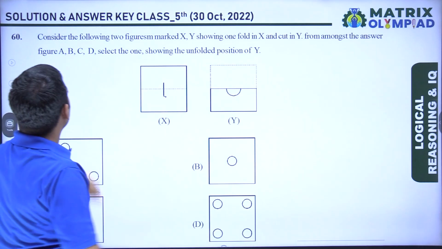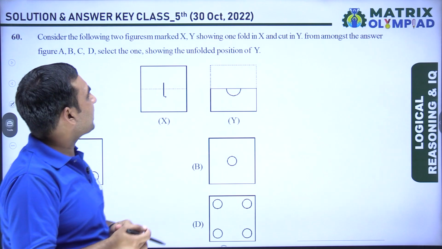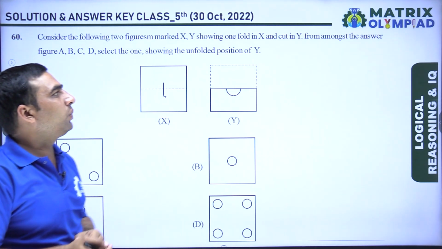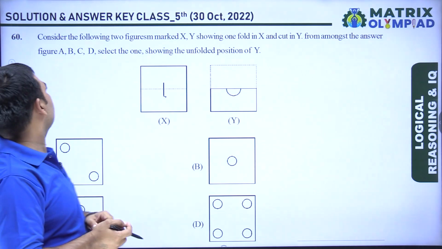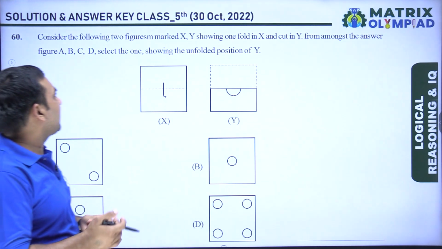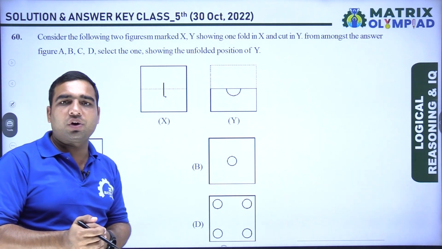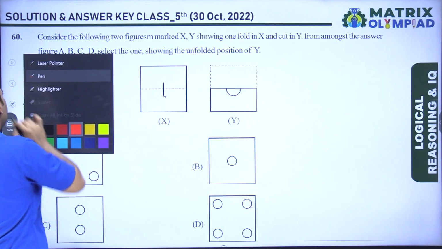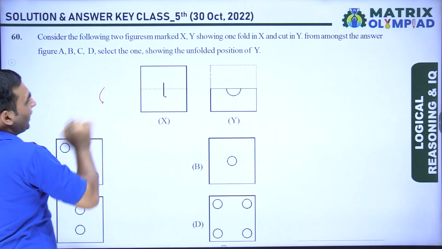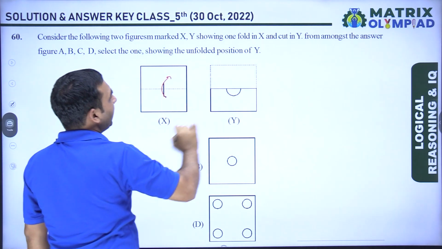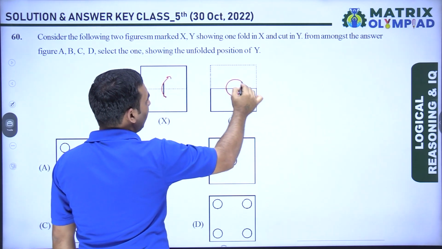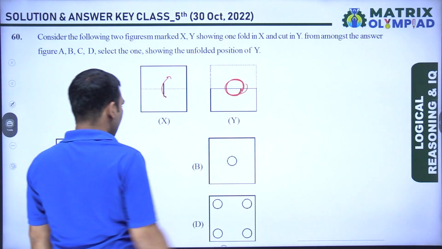Next question: consider the following two figures marked X and Y, showing one fold in X and a cut in Y. From amongst the answer figures A, B, C, D, select the one showing the unfolded position of Y. As you see, the paper is folded in this way, then we open it this way. If the cut is there, then we open this figure. Our answer is a circle this way. Option B is the correct answer.